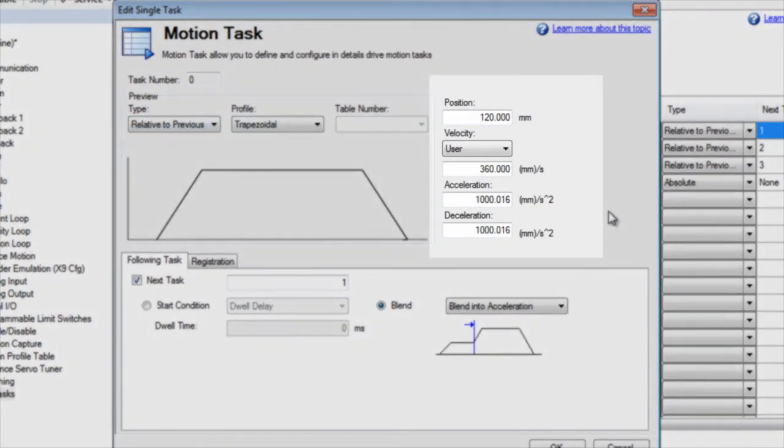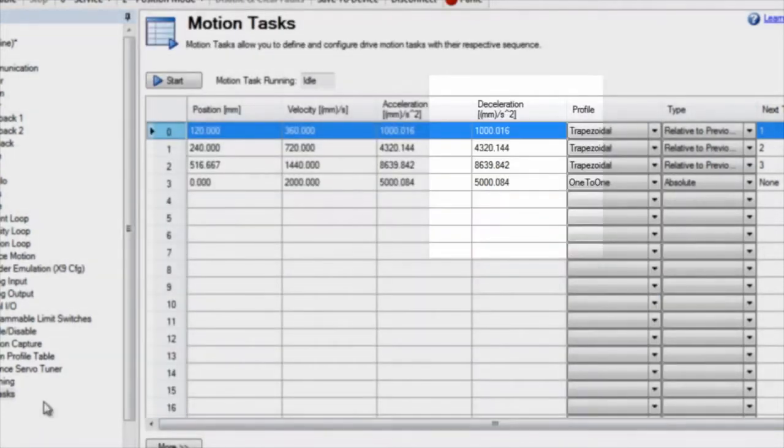In the motion task screen, the units will reflect as they have been set in the units screen. When setting up the motion, think linear motion. Rack and pinion systems are very robust and find their way into a lot of machining applications, but there's a lot of applications in which they can also be used.